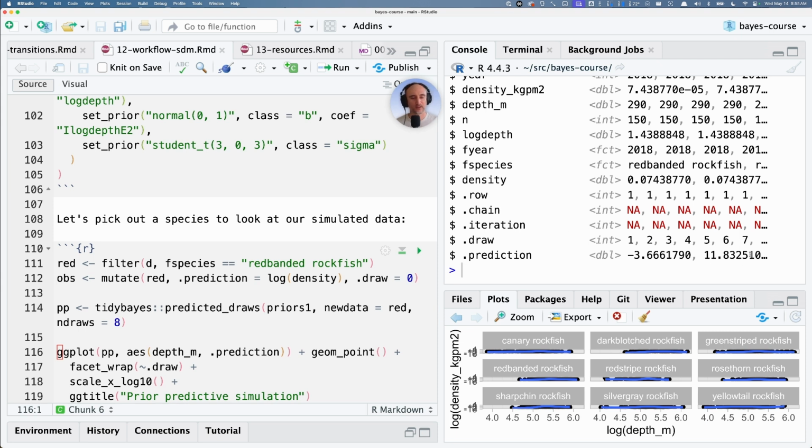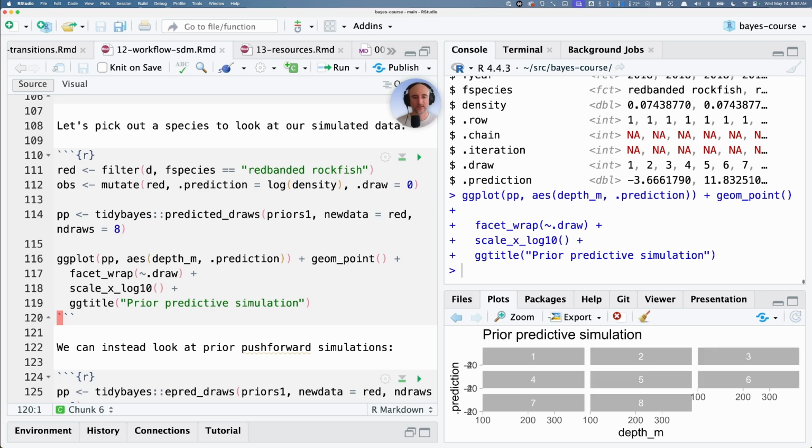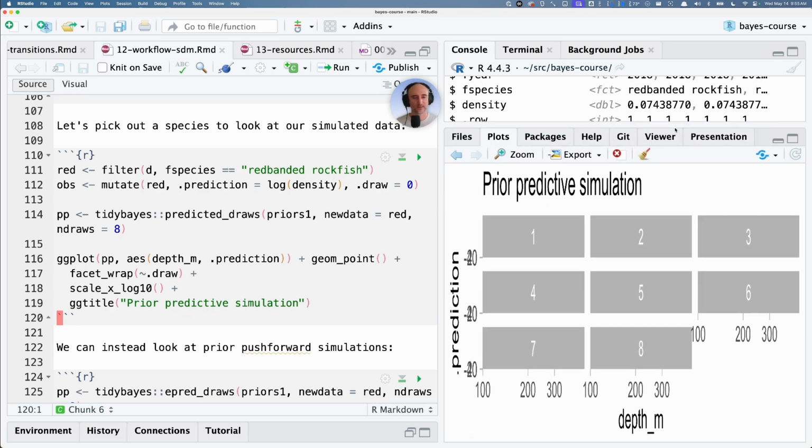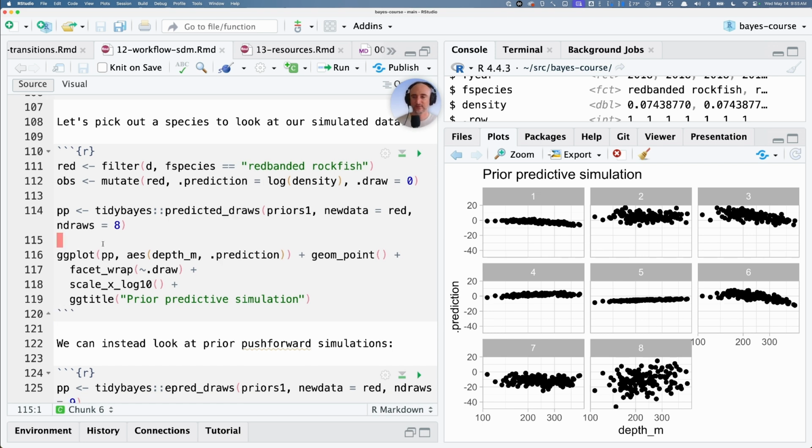you'll see here I have taken 8 draws from my model, which was the prior only. The value of those draws is in my .prediction column, and the draw number is here. So I've just matched that, but here it's the real observations. So all of that just to be able to make this type of plot. I guess I haven't actually bound them together. I should have, but I didn't.